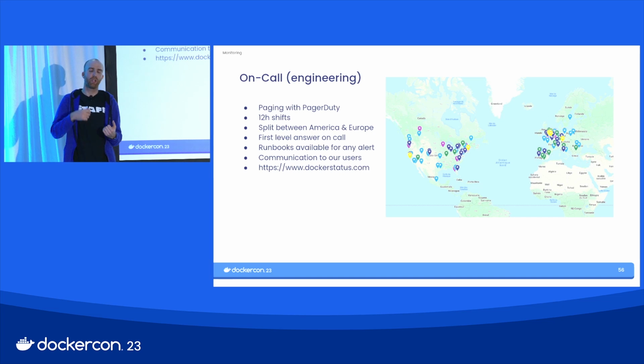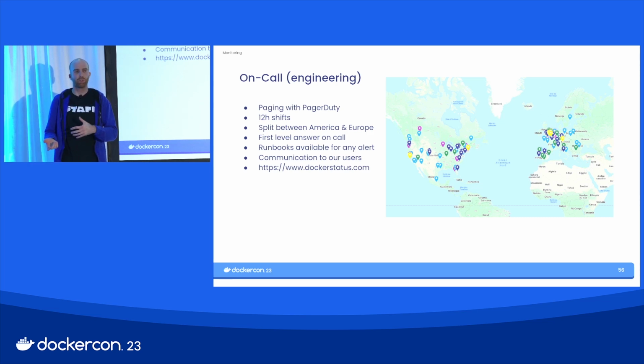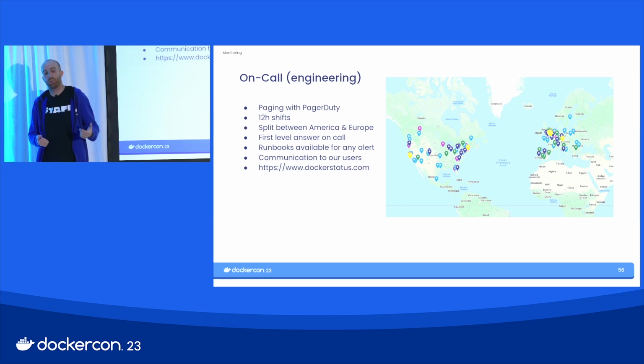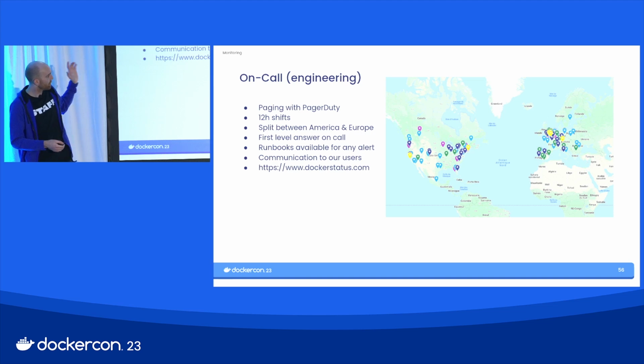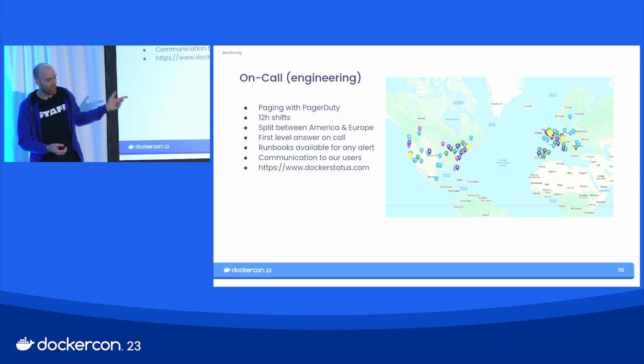The person on call will check the alerts, try to fix it with some runbooks, and communicate with our users if there are issues, in our repository feedback, or directly on our status page. So if you see something weird and you're wondering if there is an issue on Docker, go to dockerstatus.com.